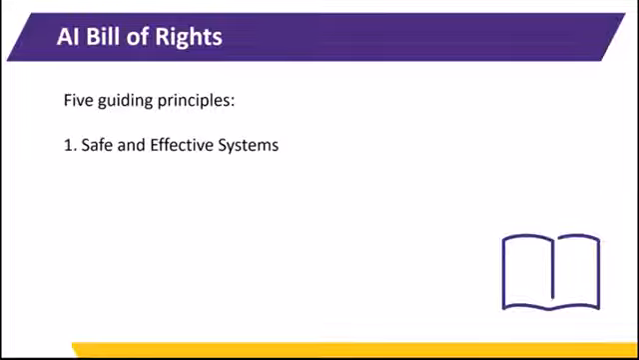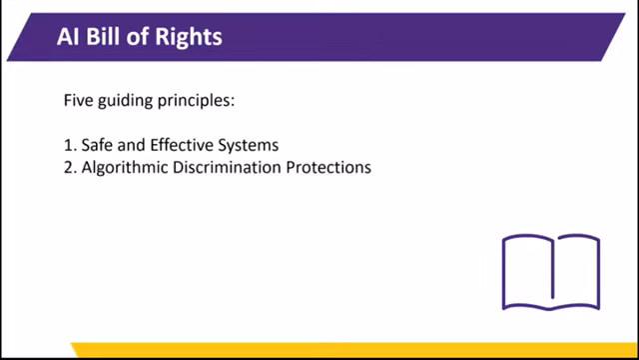Our first is safe, effective systems. The statement that goes along with it is, you should be protected from unsafe and ineffective systems. Our next principle is algorithmic discrimination protections. Basically, that means that you shouldn't face discrimination by algorithms, and the system should be used and designed in a fair and equitable way.